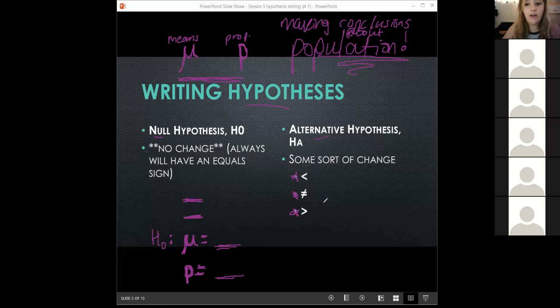And then over here, you can use any of these symbols as long as you're still using mu and p. So you're never going to see x bar, p hat.